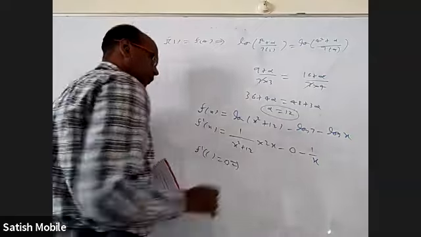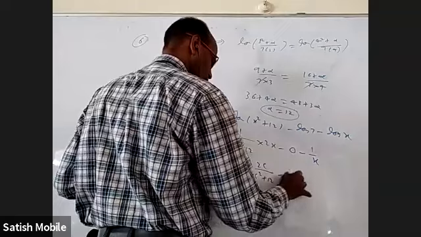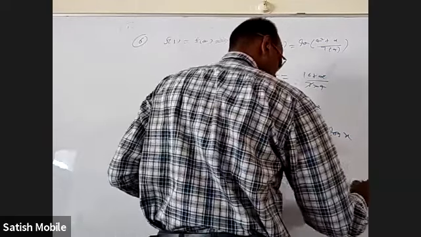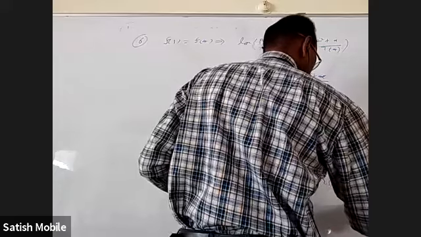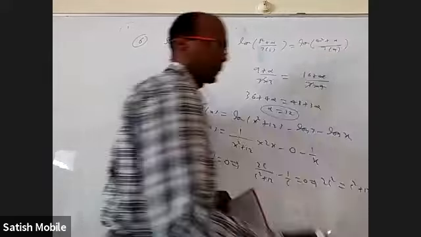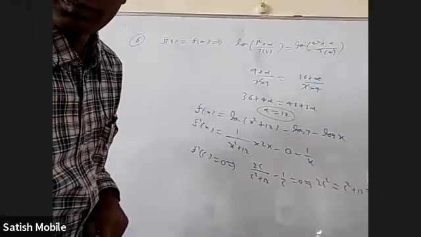Okay. So what is this? 2c by c square plus 12 minus 1 by c equal to 0. 2c square equal to c square plus 12. C square equal to 12. C equal to 2 root 3. So that c value is actually 2 root 3.